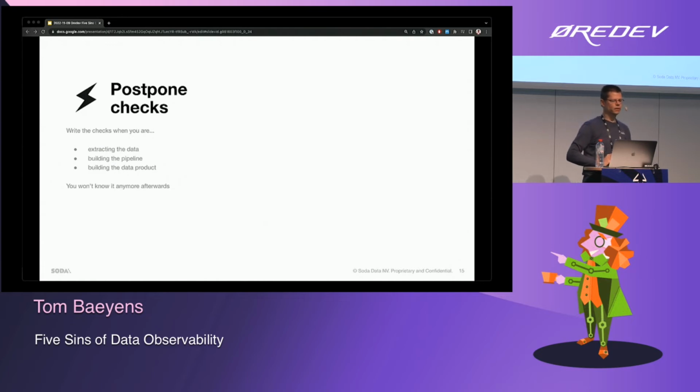So the next sin is make sure you don't postpone writing these checks. Because as an engineer, when you're building your next pipeline or transformation, as a data owner, you publish at a certain point your next data product. And as an analyst, when you're in the midst of consuming this data, that's when you have full context of what you're expecting from the data. It's the same as writing software. When you're totally into the zone of writing the code, that's the best time to write your unit tests, because you know how the different aspects need to be covered. Same here.